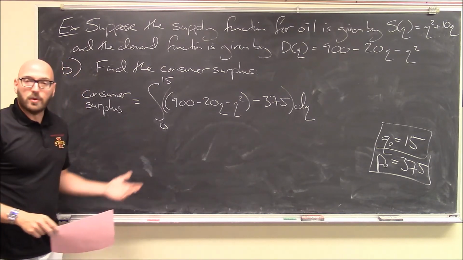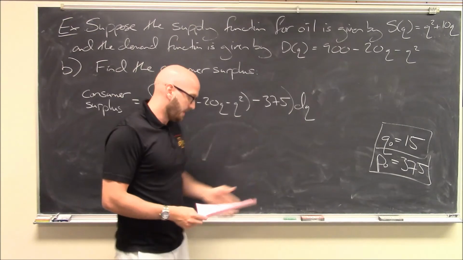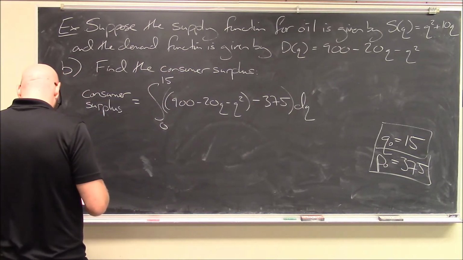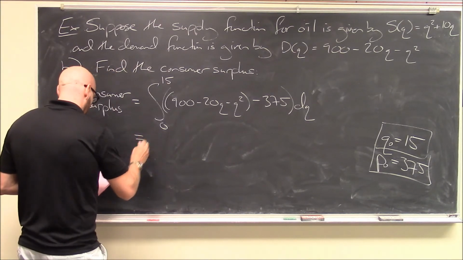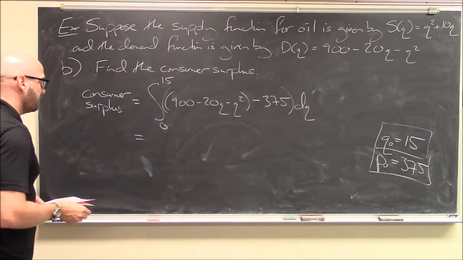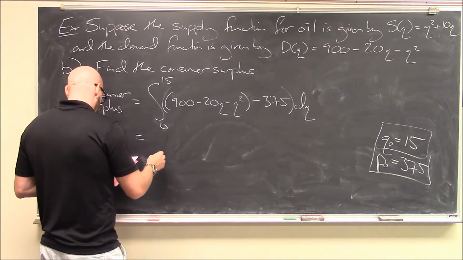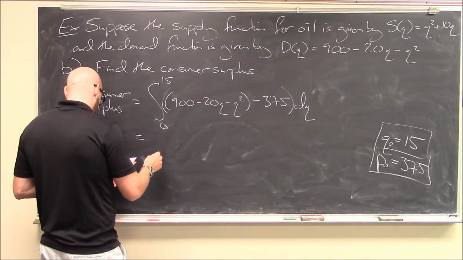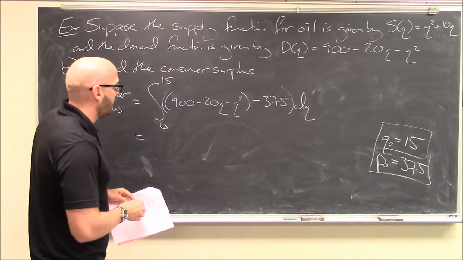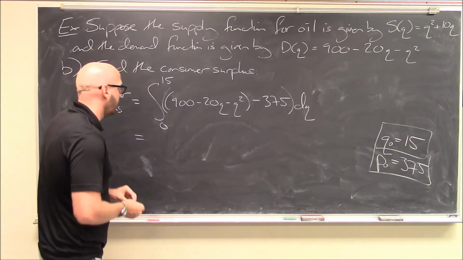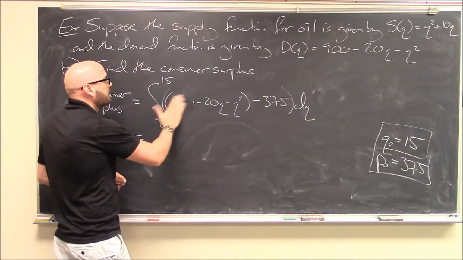Again, commit these formulas to memory. So consumer surplus is demand minus market price. And I've gone through all this in my notes, so we might skip a few steps here in the interest of time because the numbers aren't the prettiest thing in the world. But what do we have? Let's see. 900 minus 375, that's 525.